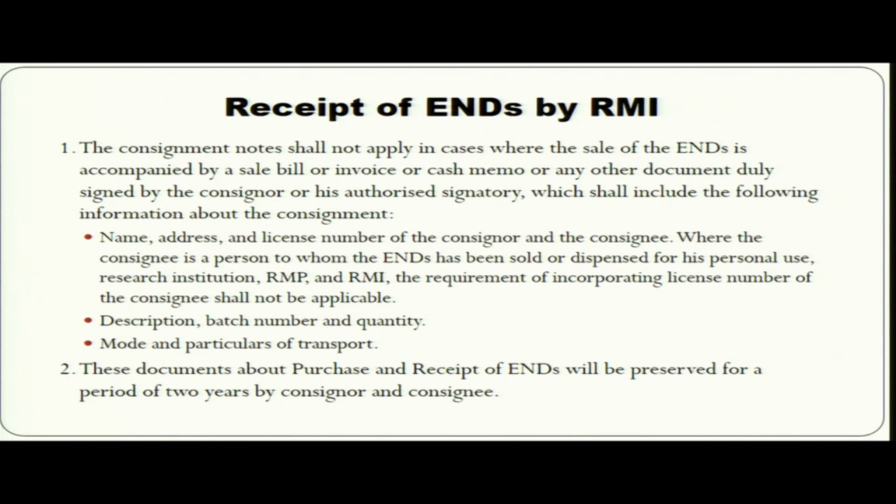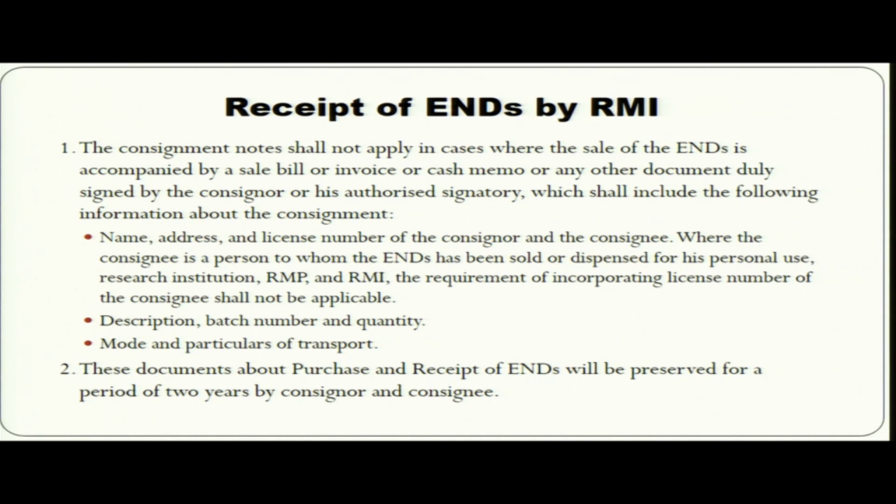The consignment note shall not apply in cases where the sale of the Ns is accompanied by a sale bill or invoice or cash memo or any other document duly signed by the consignor or his authorized signatory, which shall include the following information about the consignment: name, address and license number of the consignor and the consignee. Where the consignee is a person to whom the Ns has been sold or dispensed for his personal use, research institution, RMP and RMI, the requirement of incorporating license number of the consignee shall not be applicable.